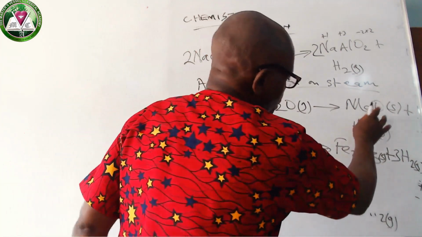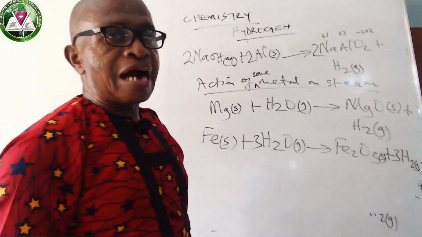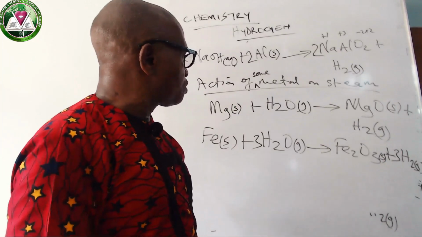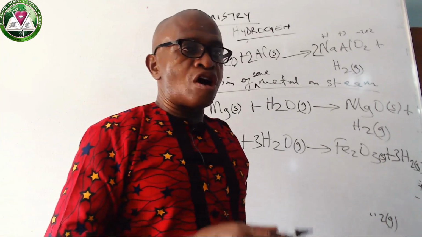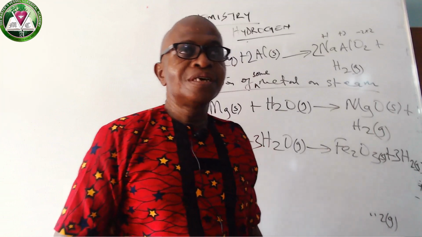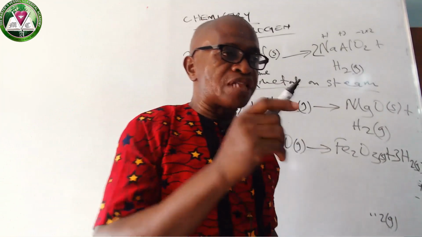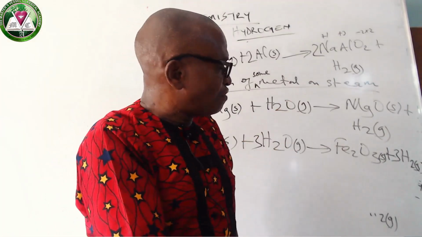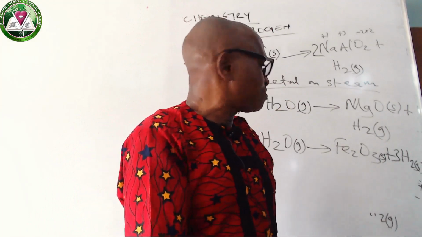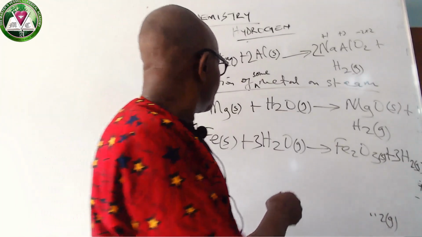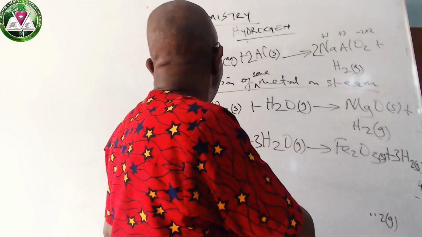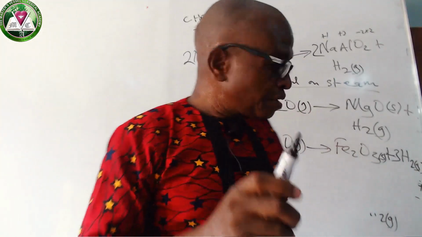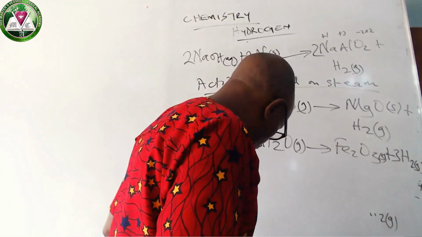You can see with these two methods, you can equally produce hydrogen. But note that it is not all metals. If you check in the activity series, they are the metals that are not highly reactive, but they are reactive. The highly reactive elements there are potassium and sodium. When you begin to go down into the activity series, it becomes less reactive. Those that will react with steam are magnesium and iron. That's about laboratory preparation. Let's look at how we can prepare it industrially.